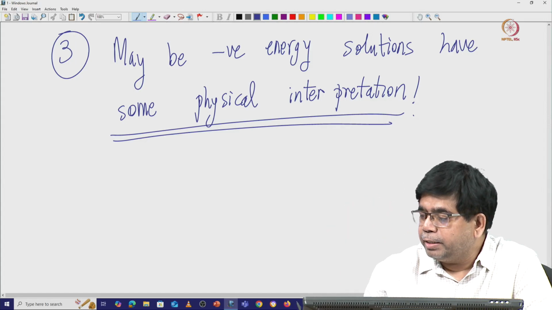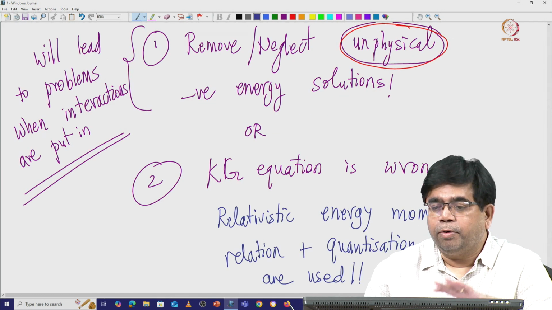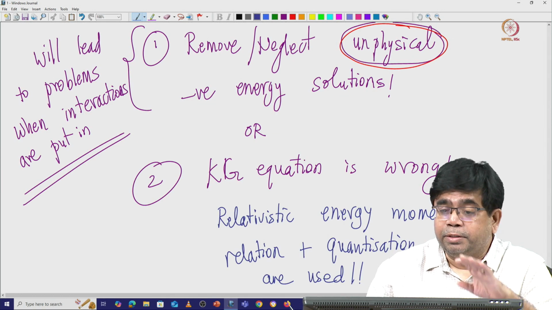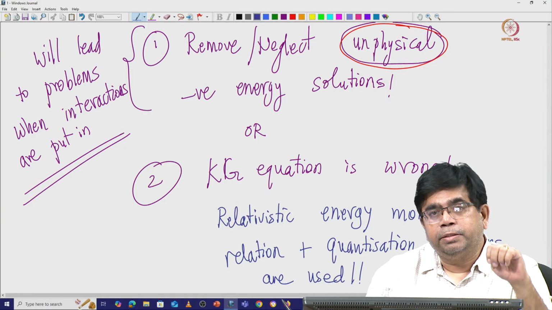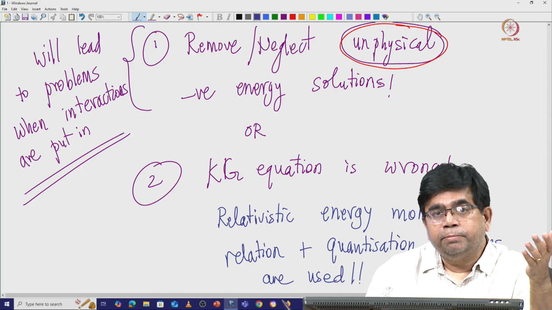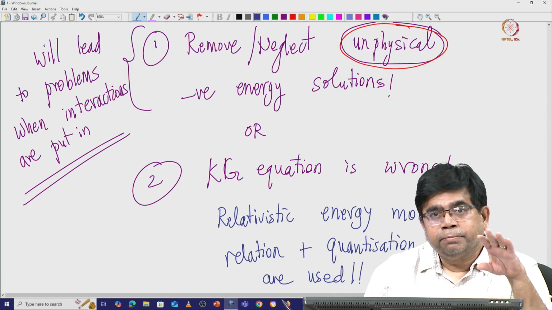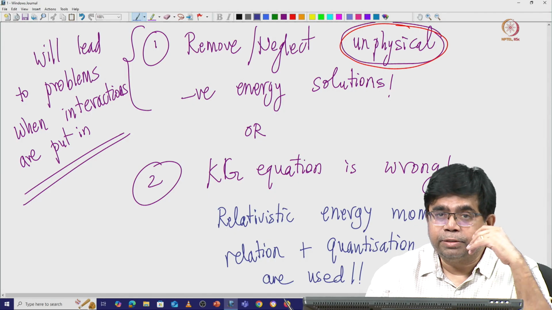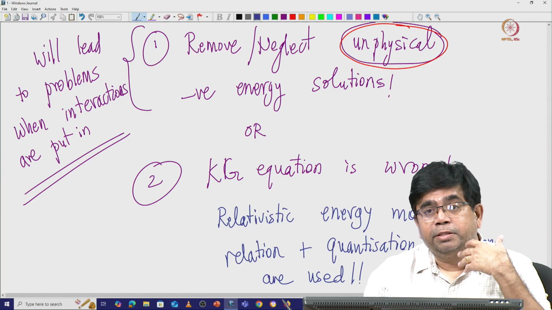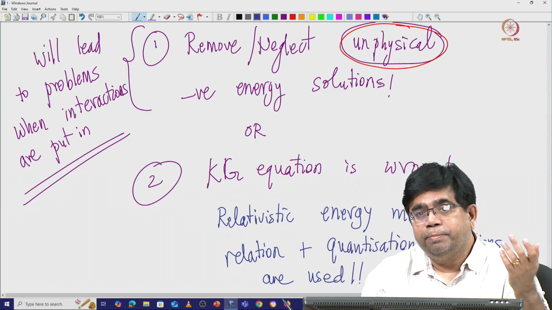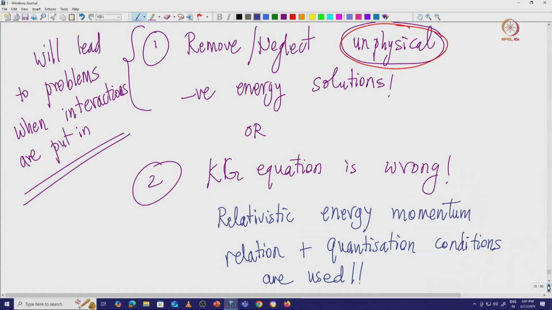So the first two, like I said, that if I remove or neglect negative energy solutions, that works very fine as far as we have only free particle situations. As we will see later on, it will lead to problems the moment I put in interactions. So if I put in interactions or a potential or something, it will lead to problems. And the second approach, that the KG equation itself is wrong, meaning it has no physical basis, why it should be wrong. Anyway we should explore why it should be wrong if it is wrong also.